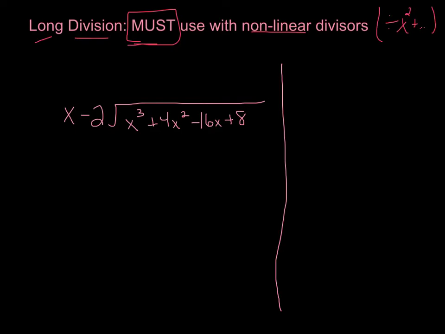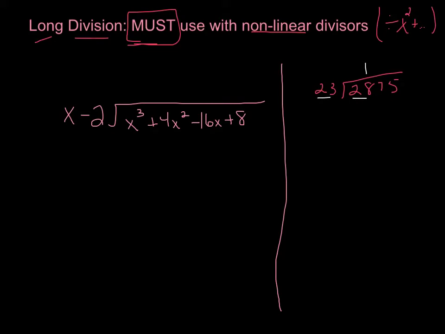Your dividend, what you're dividing into, goes on the inside. Now, it might help you to do an old school long division problem over here. So 2,875 divided by 23. Okay, so here we go. How would you start this problem? You would say, okay, 23 goes into 28 one time.